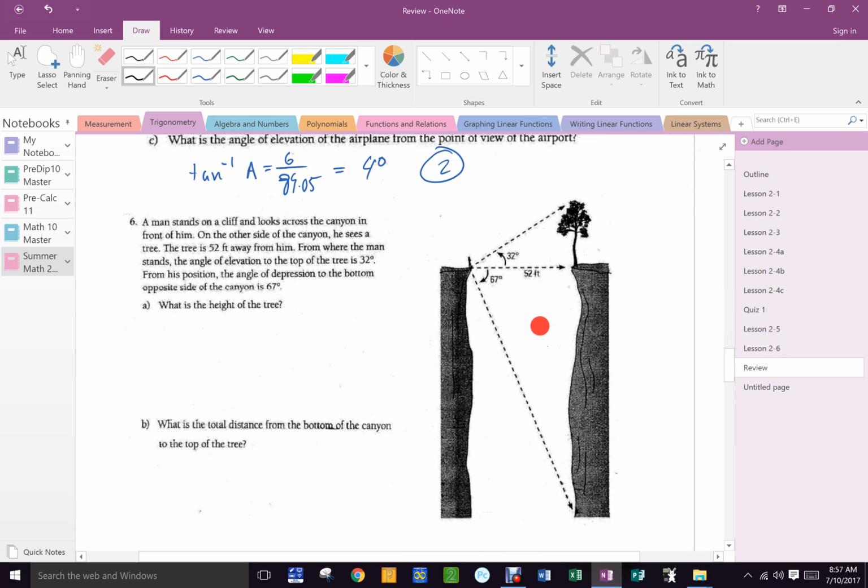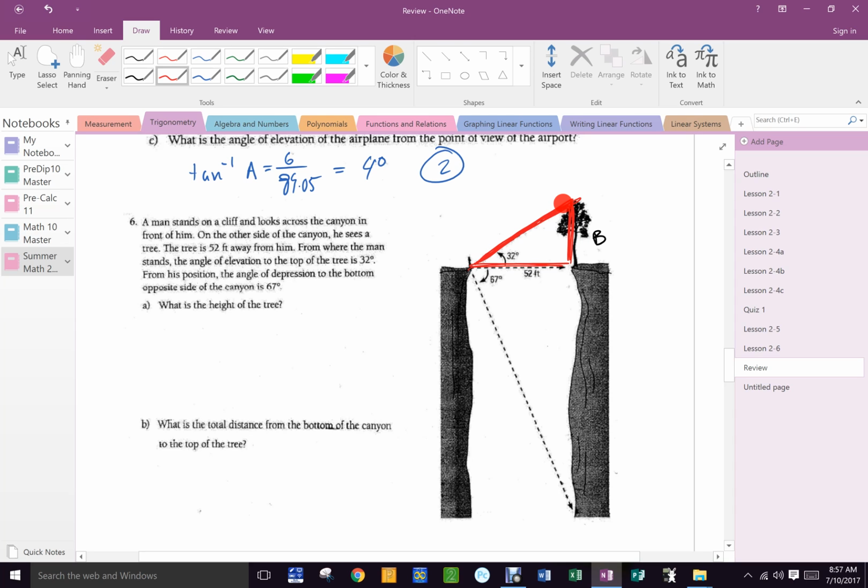Now, please notice, because this is a review, I gave you the diagram. All right? On your test, you have some diagrams, but I expect you to be able to draw some diagrams as well. Everybody cool? So I gave you the diagram here. It's got everything you need. I need the height of the tree. Where is the height of the tree? Is it A, B, or C? B. I only care about B. So I only need that triangle.